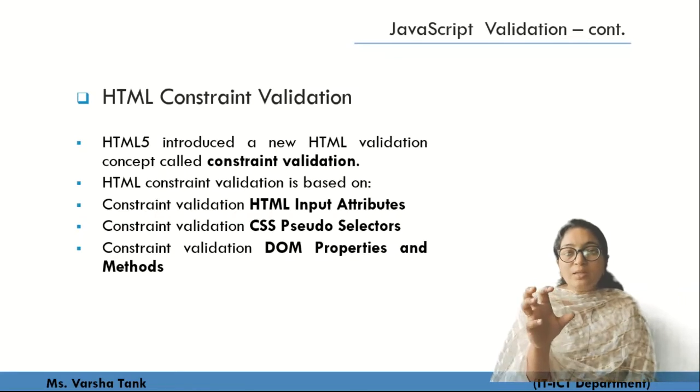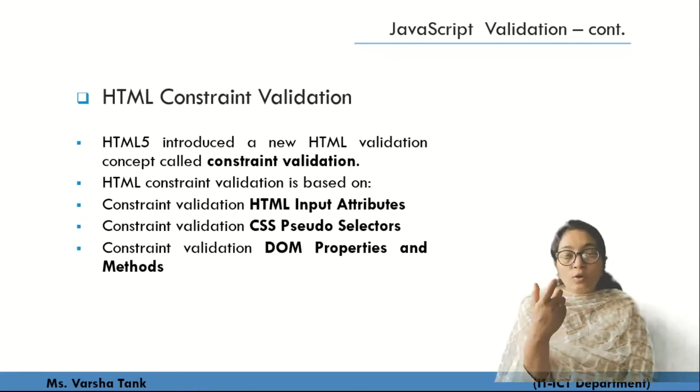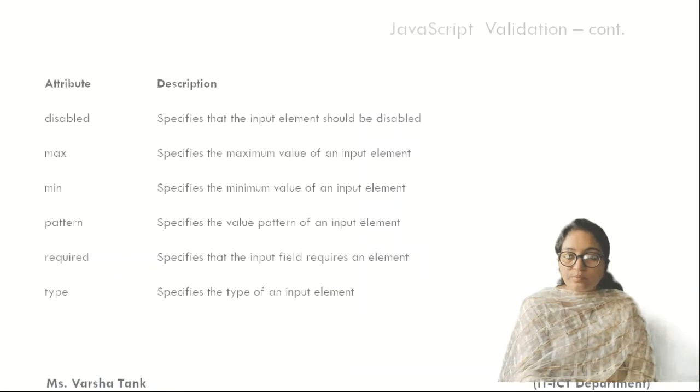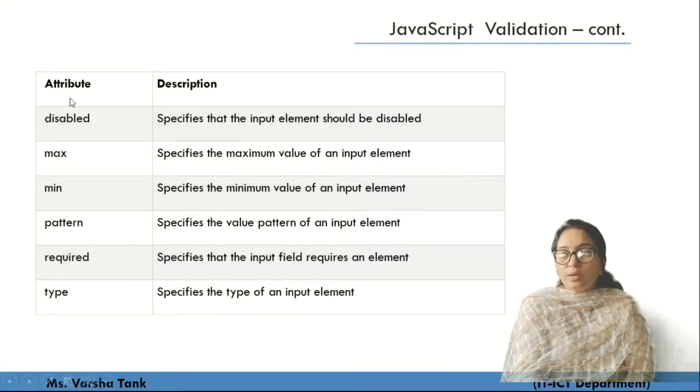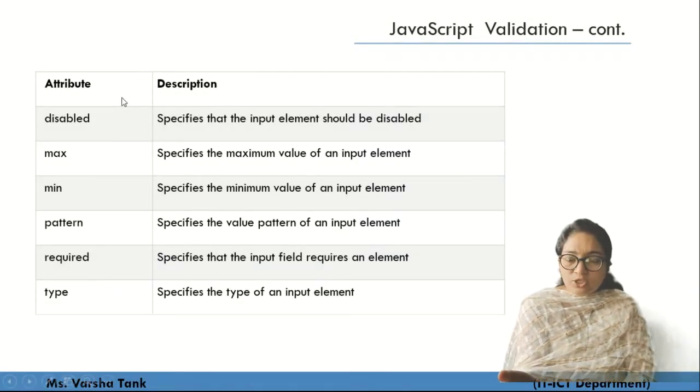So anything that you are doing to validate, for example, age or numeric value or email, everything is validation. Okay, so here you can see some constraint validation examples.